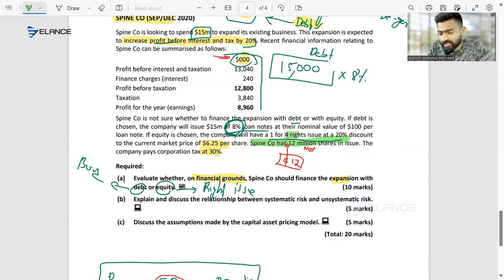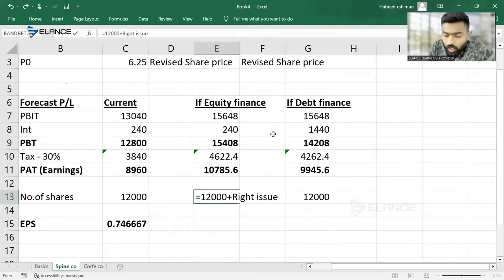For every four shares, we have to issue one more new share. So the new rights issue will be in brackets. Previously we had 12,000 shares. For each four, I have to issue one share, which means the fraction will be 1/4. This many shares will be increased: 12,000 into 1/4. That means 3,000 shares will be increased due to the rights issue.